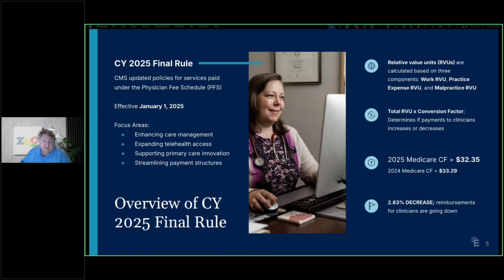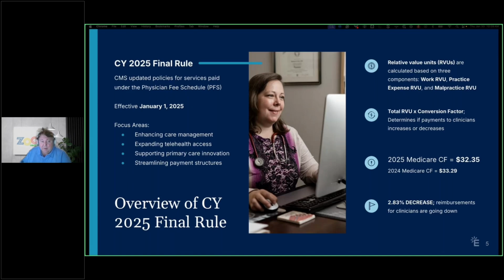The AMA is actually working on that and fighting against it to raise that budget so reimbursement can go up for physicians. So we'll see how that plays out. But the bigger picture here, what's going on, what does it mean to me? The Medicare conversion factor for 2025 is $32.35. This is a 2.83% decrease from last year. So in other words, reimbursements for physicians are going down. Not good news, right? Even worse news, reimbursements have been decreasing for 5 straight years now.